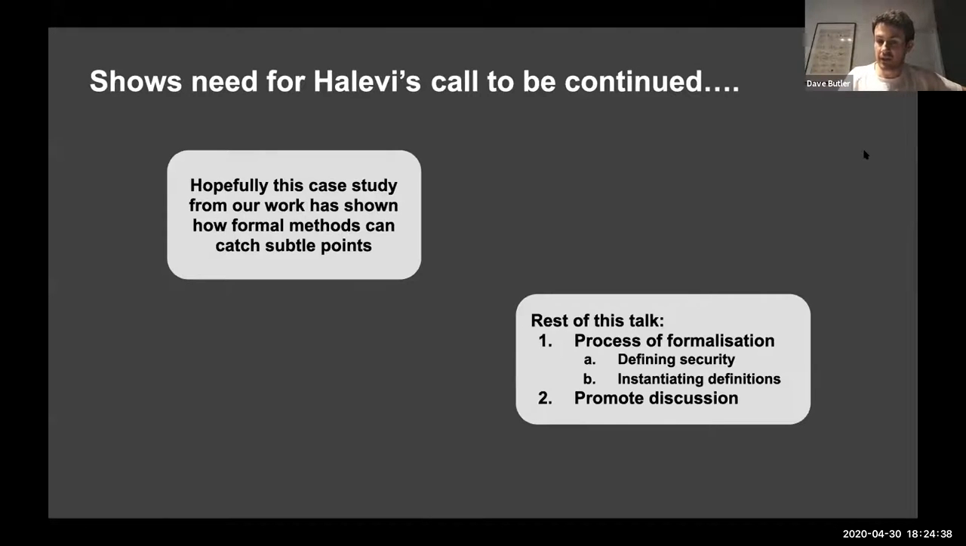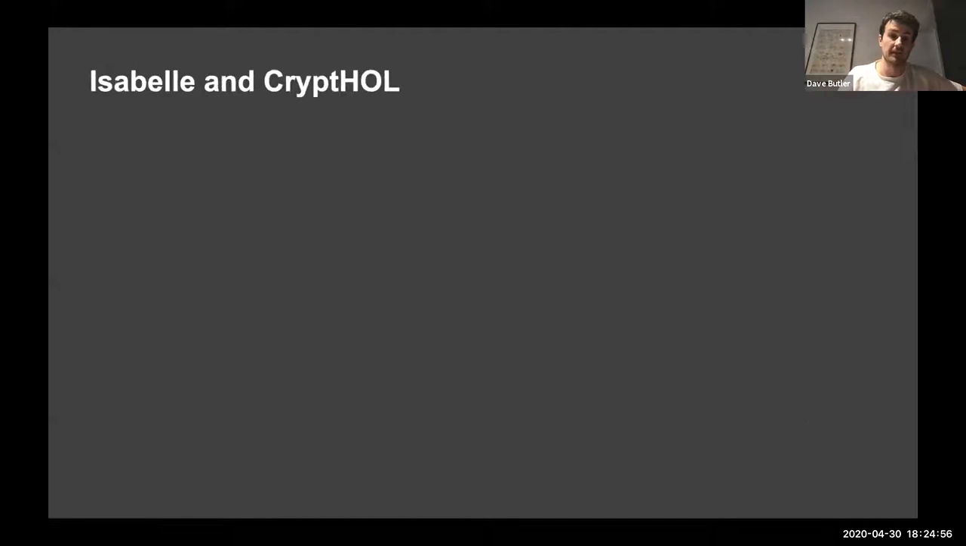So in the rest of this talk, I want to first sort of give an idea of how formalization happens, this sort of workflow from defining security to then instantiating it for real protocols. And then I want to try and promote this discussion to influence the rest of the session and to give some ideas about perhaps what we can talk about.